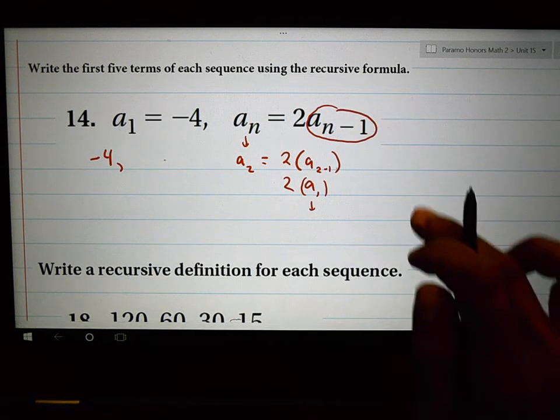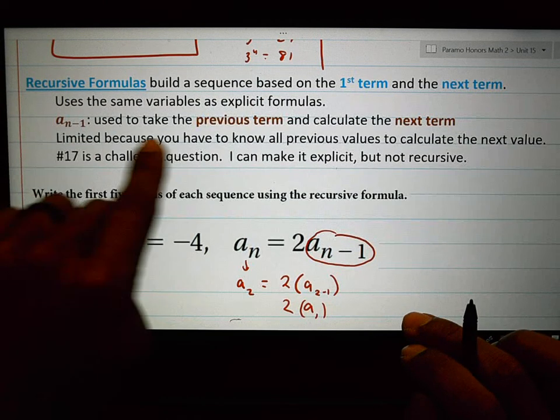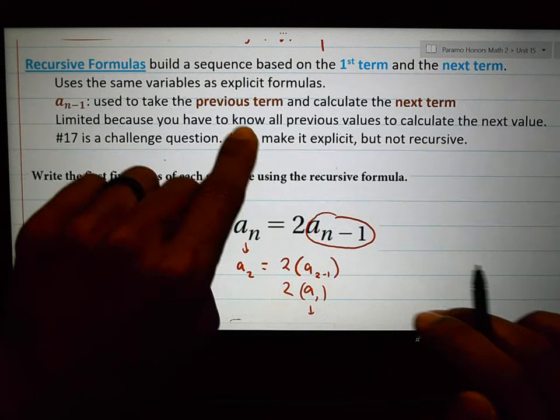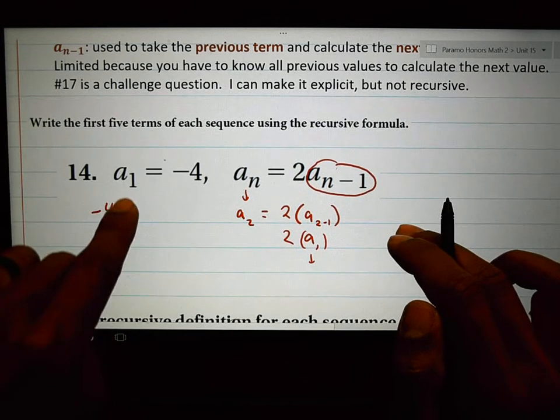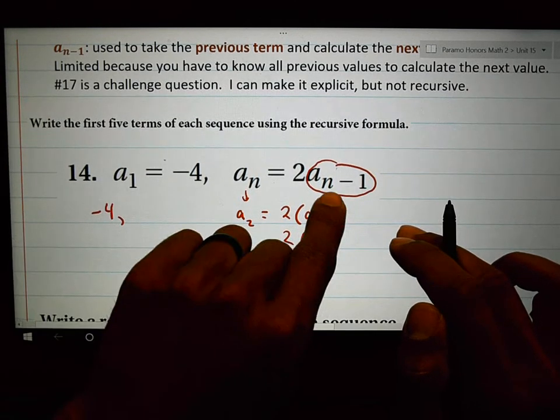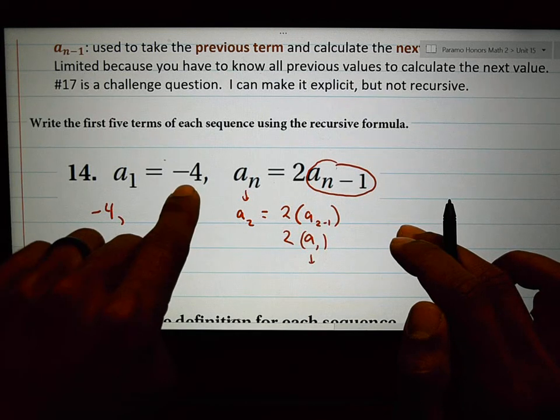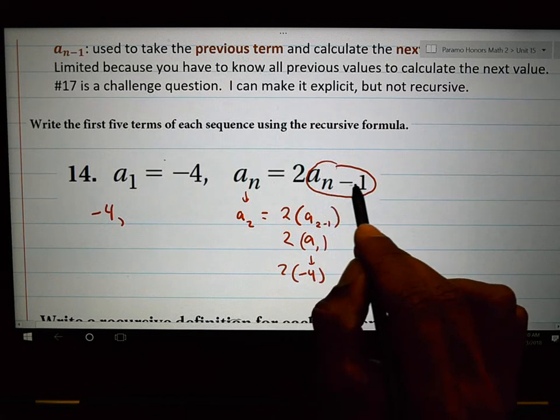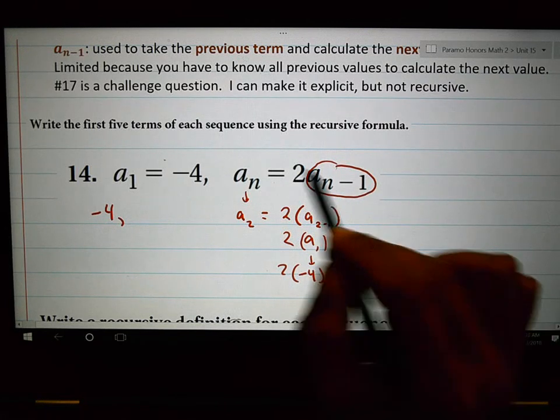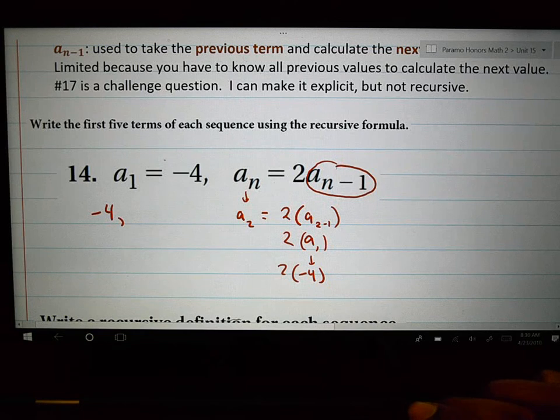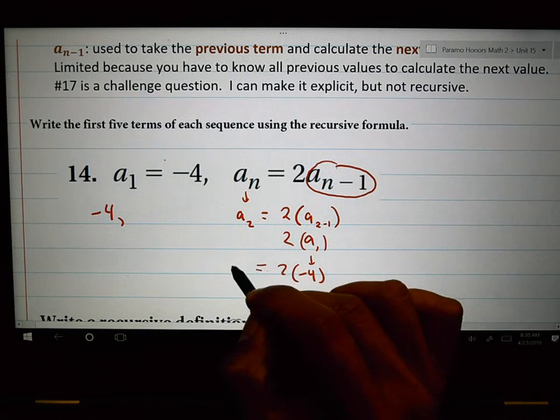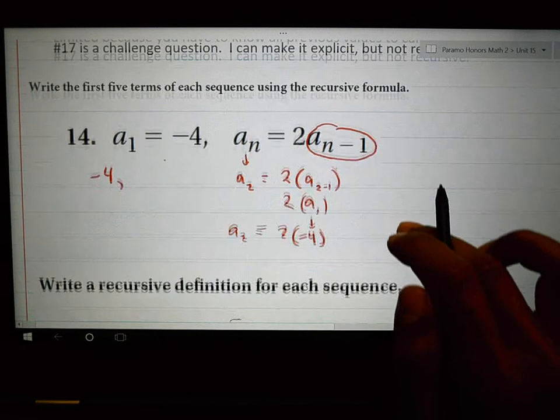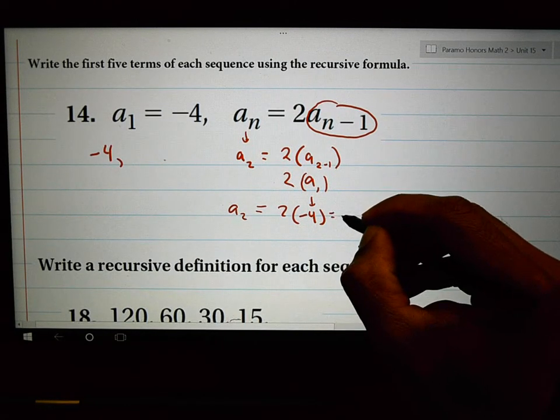A of n minus 1 is actually going to represent the previous term, meaning I probably should put previous term's value. What's the value of that? If I want to use that term right there, I plug in -4. That's what that's going to represent. A of n minus 1 is going to represent the previous term's value. I'm going to change that for the next period's class. So my second term is 2 multiplying by -4. Do you know what your next term is? It's -8.